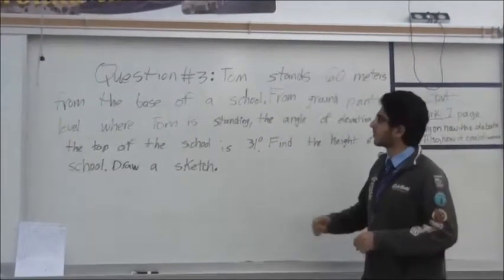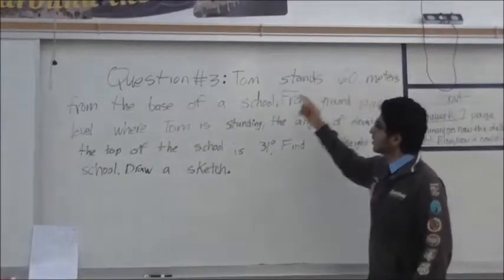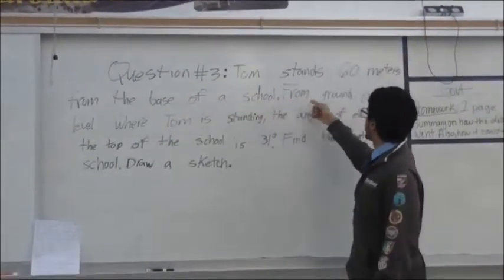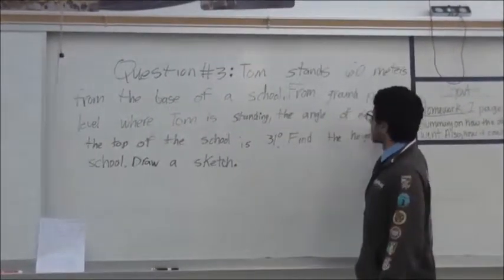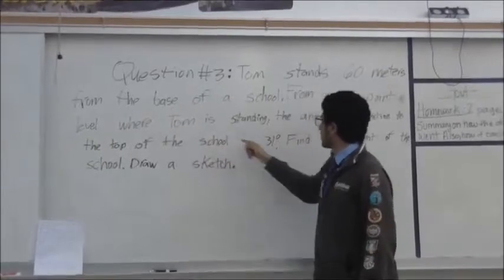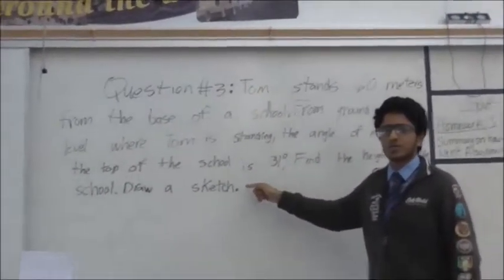So I have written problem number 3 on the board. Tom stands 60 meters from the base of a school. From the ground point level where Tom is standing, the angle of elevation to the top of the school is 31 degrees. Find the height of the school. Draw a sketch.